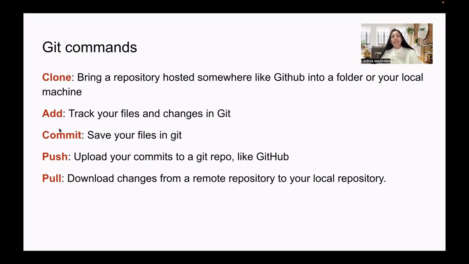Commit is the option that lets us save our files in Git so that we can eventually push them or upload all of these commits to a Git repo like GitHub. Pull is nothing but downloading changes from a Git repository to your local repository.